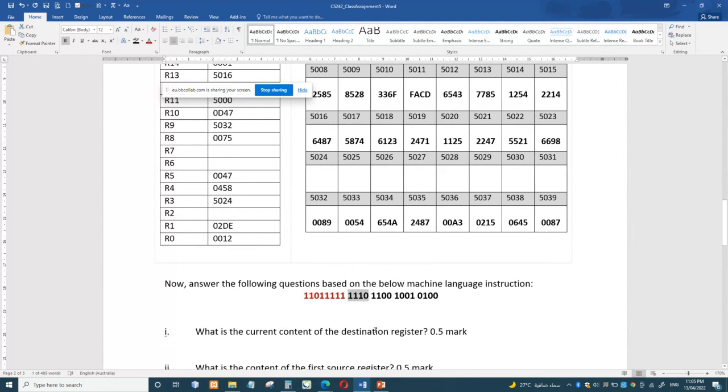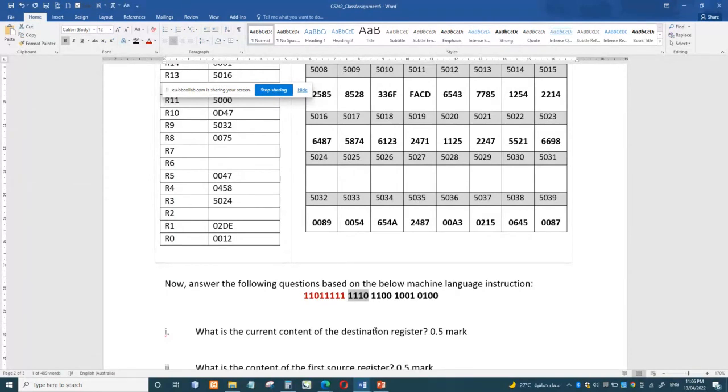Which register is your destination register? Can anyone tell me? What is the destination register? Tell me. R14 maybe. Number? 14. Are you sure, or guessing? Guessing. R14. Why guessing? R13, no?